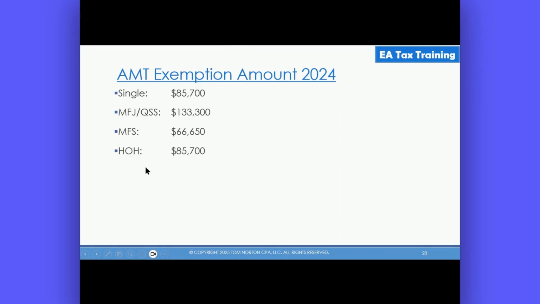The single and head of household are the same at $85,700. The married filing jointly and qualifying surviving spouse is $133,300, and the married filing separately is half of the married filing jointly amount. So really what you need to remember are two numbers, 85,700 and 133,300, and then you'll know that married filing separately is half of that amount. So those are the AMT exemption amounts.